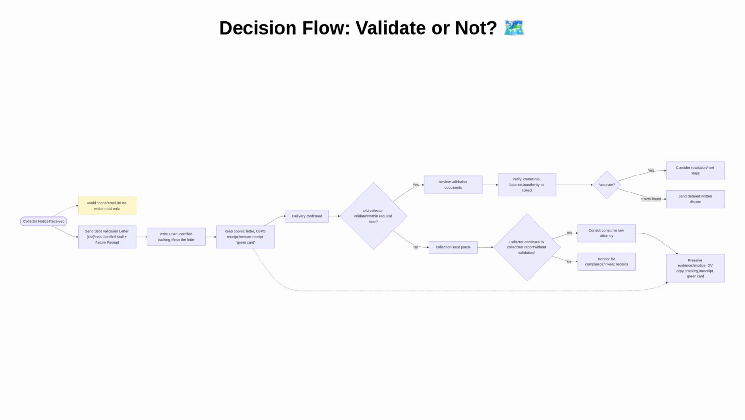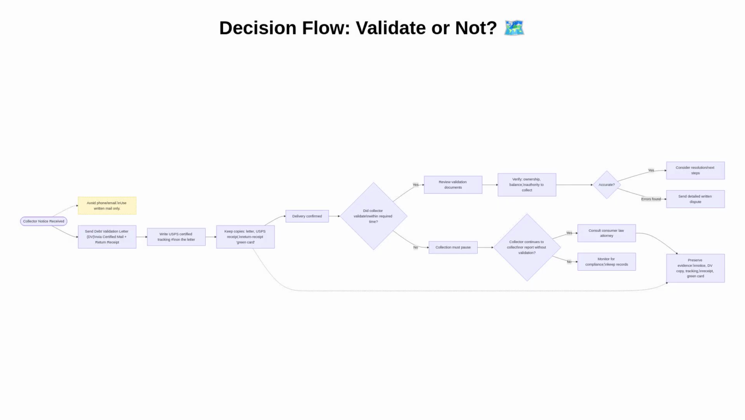After receiving a collector's notice, you send a debt validation request via certified mail with return receipt. Once delivery is confirmed, the chart branches. If the collector validates, you review documents for ownership, balance accuracy, and collection authority. If it checks out, you may consider resolution options. If there are errors, send a written dispute. If the collector does not validate, they must pause collection until validation is mailed.